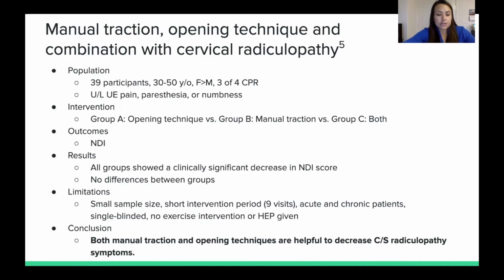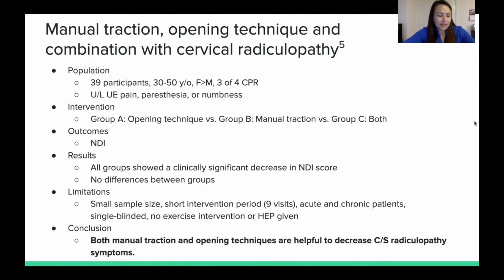Some of the limitations of the study were that it had a small sample size. It also had a short intervention period, so it was a total of 9 visits, so they did 3 visits for 3 weeks. They also looked at acute and chronic patients. The study was single-blinded, so the PT wasn't blinded, but the patients were. There was also no exercise intervention or HEP given, so we really couldn't compare that. In conclusion, both manual traction and opening techniques are helpful to decrease cervical radiculopathy symptoms.